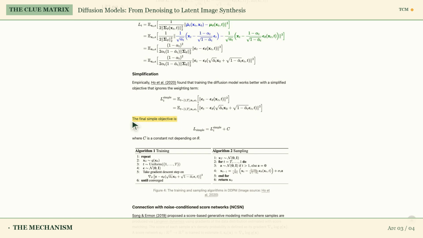That's much simpler than what I would expect for a complex generative model. Just a mean squared error on the noise, averaged over different time steps and samples. It feels very robust.